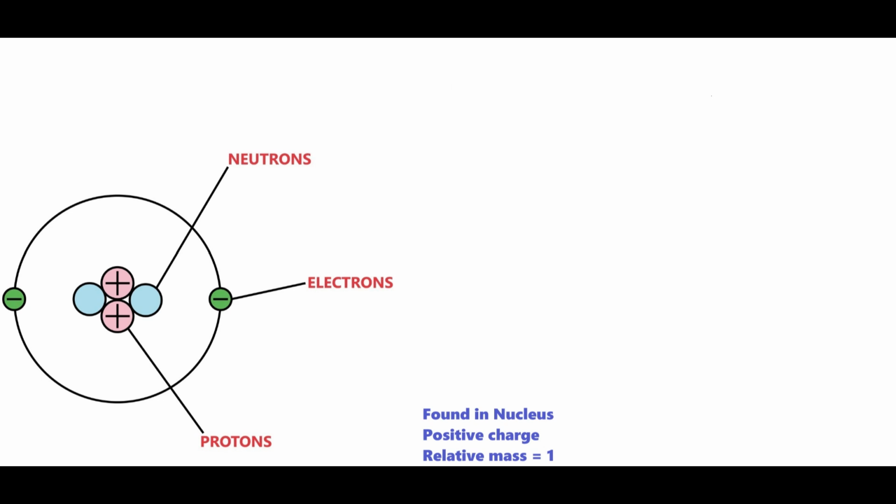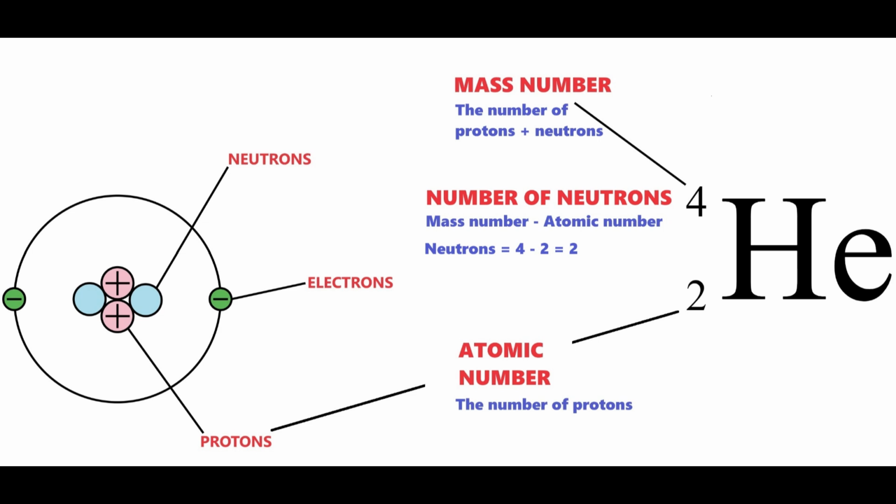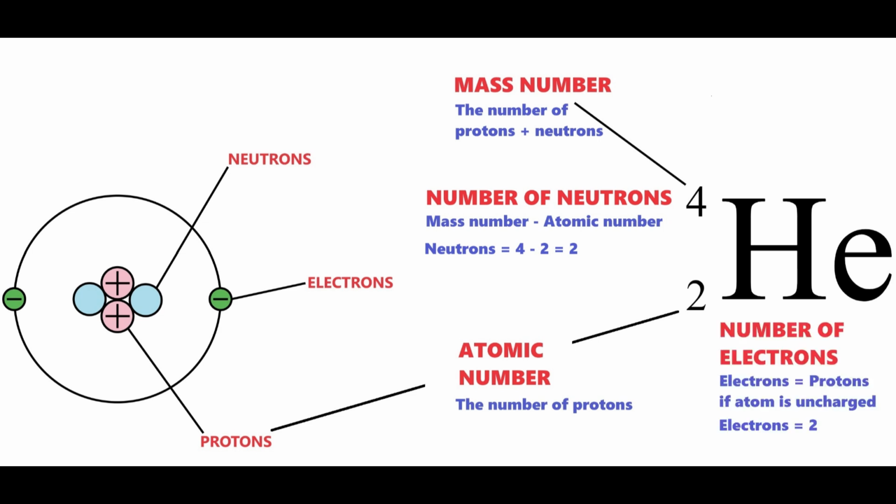Before we get on to the elements, there are a few things we need to discuss. The first one is the atomic number. The atomic number is the number of protons, and it's always the smaller number on an element. Then the larger number is called the mass number, and the mass number is the number of protons plus the number of neutrons. Therefore, to work out the number of neutrons, we need to subtract the atomic number from the mass number. And in this case for helium, the number of neutrons is 4 minus 2, which equals 2. Last of all, we need to think about the number of electrons, and the number of electrons equals the number of protons if there is no charge on the atom. And in this case, there's no charge, so if the protons were 2, the electrons must be 2.